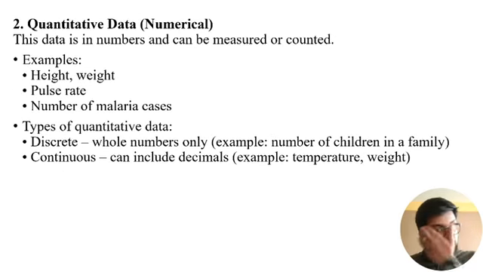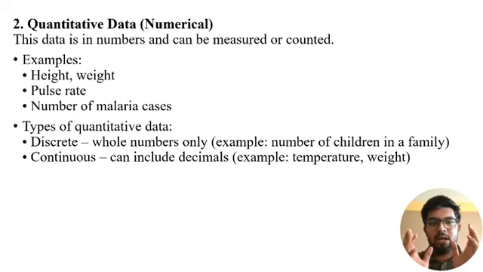Coming to quantitative data, this data is in numbers and can be measured. Similarly, we saw qualitative data as only theory and description-based statistics, with no numericals at all. This is completely the opposite, as I told before. It is completely numerical. Examples: height and weight are measured in numbers, pulse rate is measured in numbers, and the number of malaria cases, obviously in numbers, 45 or 55 or whatever. On the qualitative side, we saw two types, and on the quantitative side, we will see discrete and continuous.